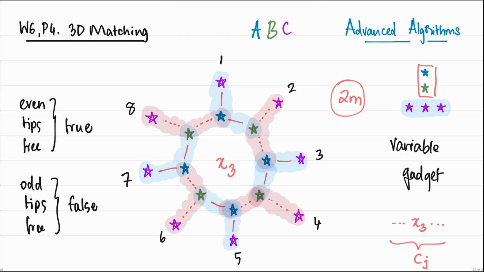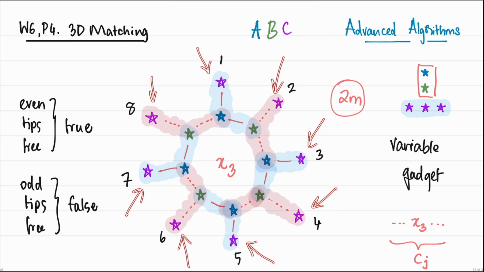So just to be clear, by tips I mean the endpoints of these spokes here, the ones that still need to be covered even after we have picked the triplets from within the wheel. Like we agreed earlier, you either leave the odd set of tips free or the even set free. And we said that if you leave the even set free, that's when we interpret it as setting that variable to true. So if x3 has a positive occurrence in cj, then we should be able to use the clause gadget cj to steal one of the tips from here.